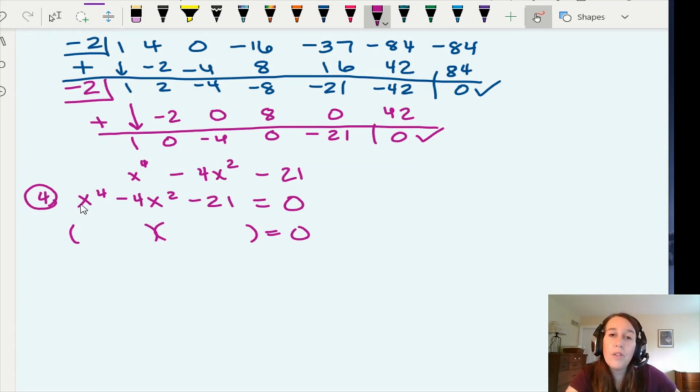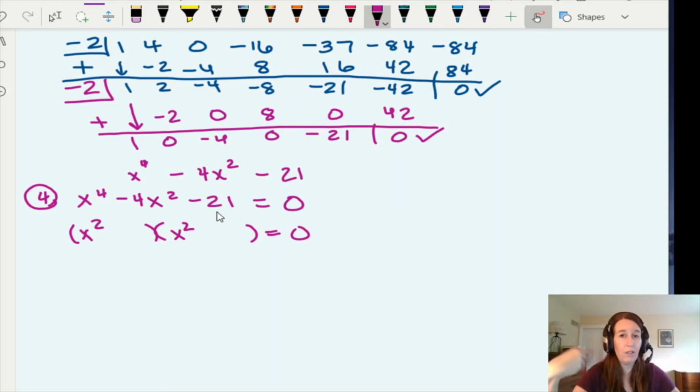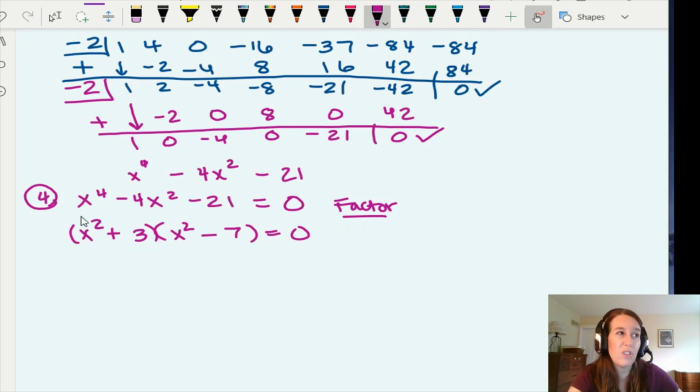So if the first term is x to the 4th, we're going to want this to be x squared and this to be x squared in order to multiply to be x to the 4th. And then 21 is our final term, so I'm just thinking 3 times 7 is really our main possibility there, because 3 times 7 is 21. And if we make the 7 be negative and the 3 be positive, then those two numbers add to be -4. Okay, so this does factor. So here, what we did was factor. We did not need to use the quadratic formula, which is good.